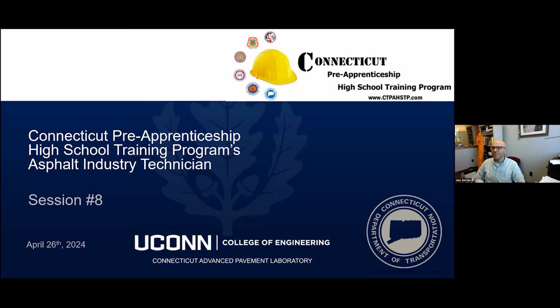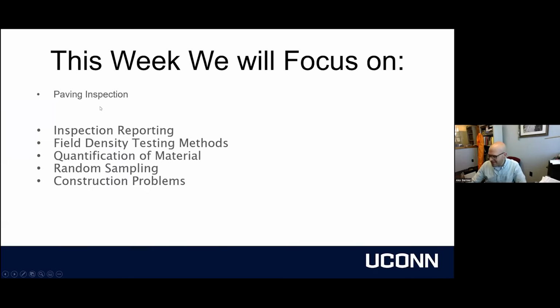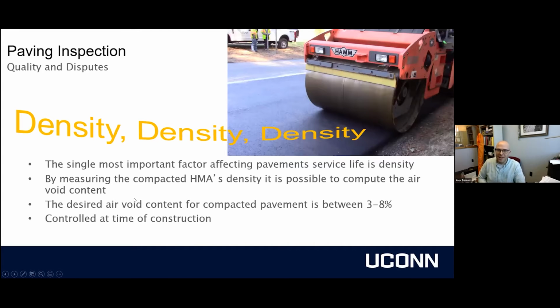But yeah, we'll jump right in where we left off last week talking about longitudinal joints. So we'll wrap that up and then we'll move into general inspection, what you would look to do there, including density testing, quantification of materials, so how we actually calculate that. We'll touch on a random sampling method, and then we'll review some construction problems that are pretty common to encounter during construction.